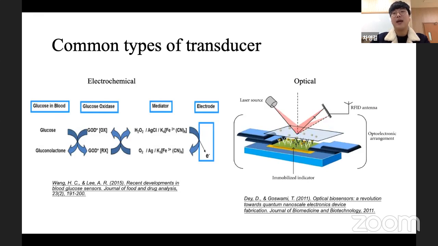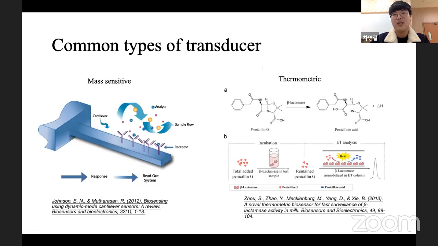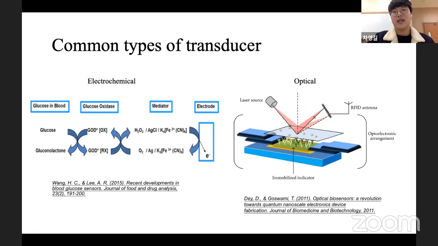After binding the bioreceptors with analytes, the transducer converts the biosignal to a readable signal. The various types of transducer are reported, and I will overview the common types. There are four common types of transducer widely used for biosensors: electrochemical, optical, mass-sensitive, and thermometric. Since there are so many principles and contents of transducers, I will briefly explain only the most basic content and examples, because it's just a brief overview.